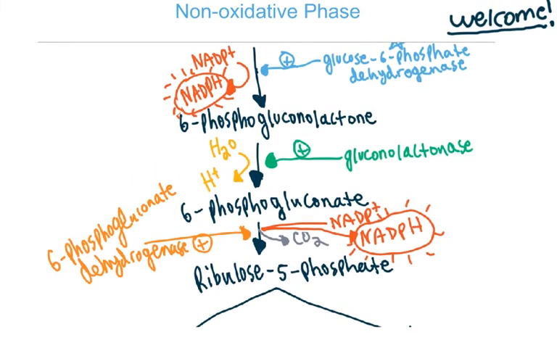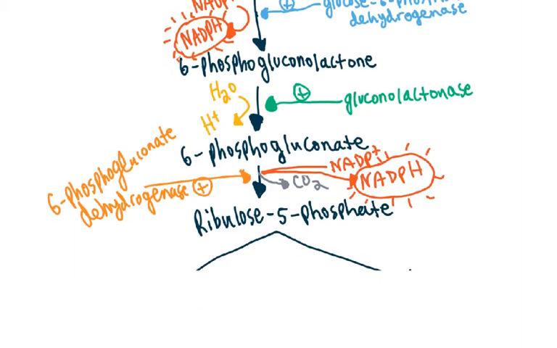Alright, so here's a screenshot of what we went over in the last video, right? Some parts of it got cut off though. Glucose 6-phosphate gets converted into 6-phosphogluconolactone via glucose 6-phosphate dehydrogenase, and we said we make an NADPH molecule here. Then we said we have 6-phosphogluconolactone converted into 6-phosphogluconate via gluconolactonase, and we said we use a water molecule yielding a hydrogen cation.